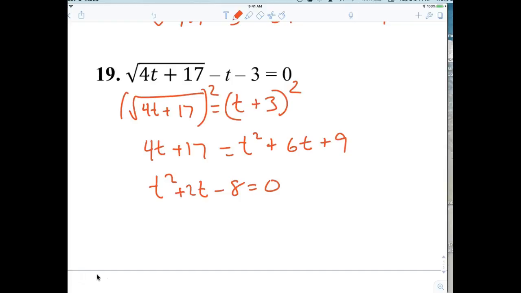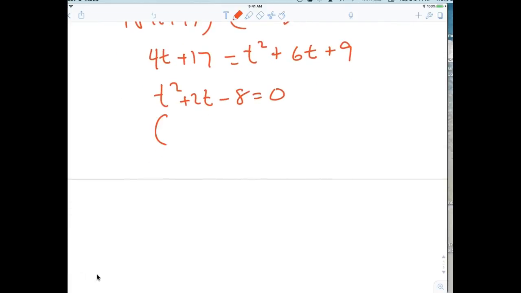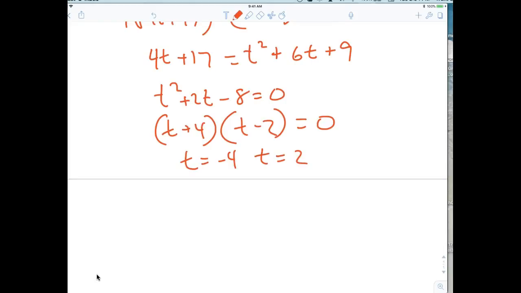I'm moving 4t to the right and 17 to the right. If I move 4t, it becomes negative. If I move 17, it becomes negative. Now, why do I not want to do that? Exactly correct. All right, so how do I factor this now, guys? T plus 4, t minus 2. So my answer is T equals negative 4.